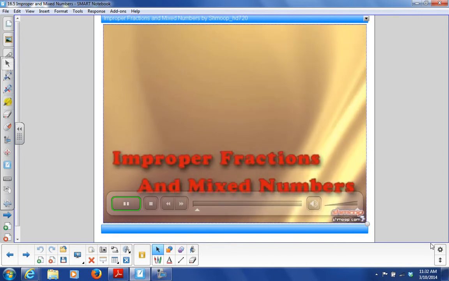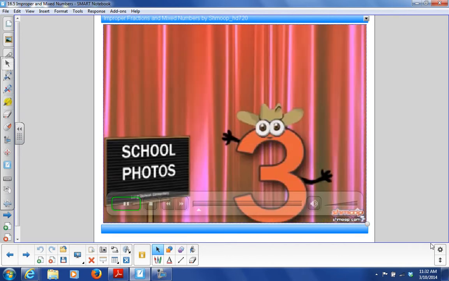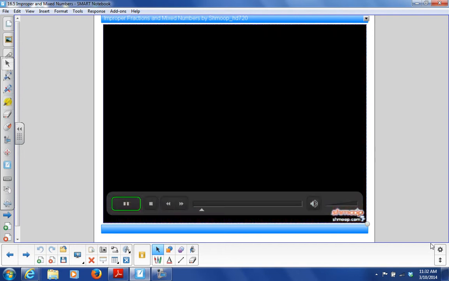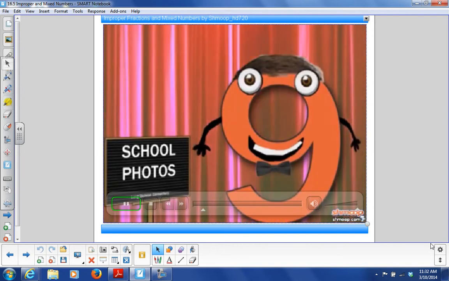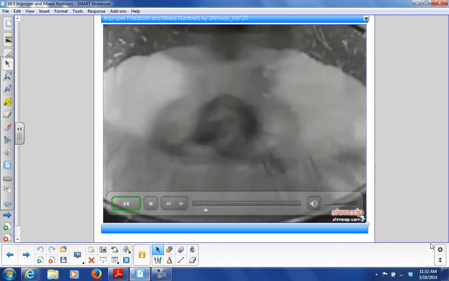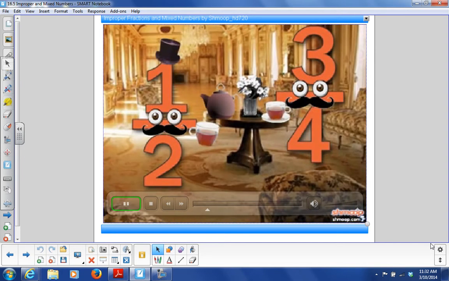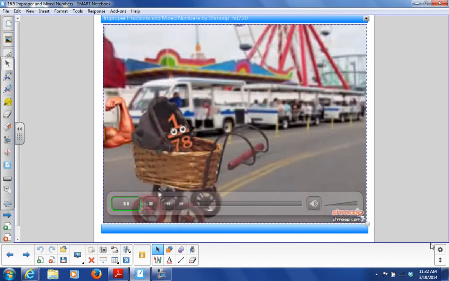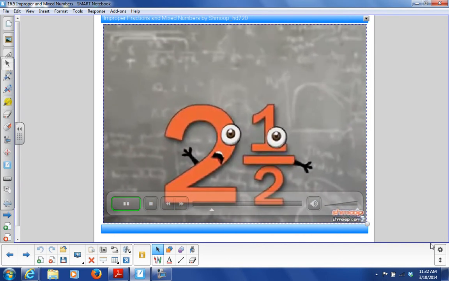Improper fractions and mixed numbers, a la schmoes. Numbers come in all shapes and sizes. Some are big and some are little. Some are whole and others are a bit fractured. As far as fractions go, it's a mixed bag. Some fractions are proper. Some are improper. And then there are those that are just a little mixed up.